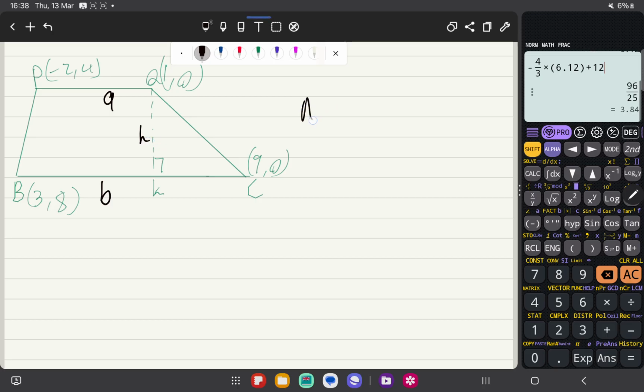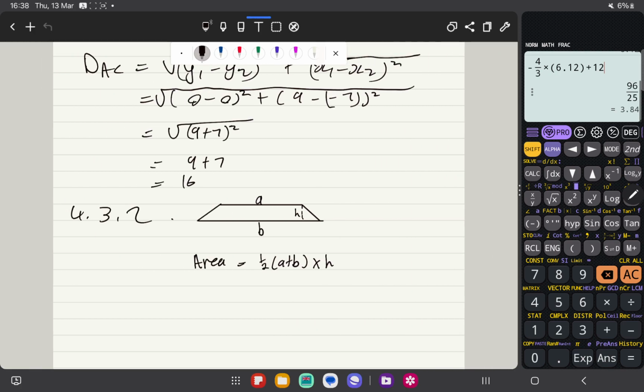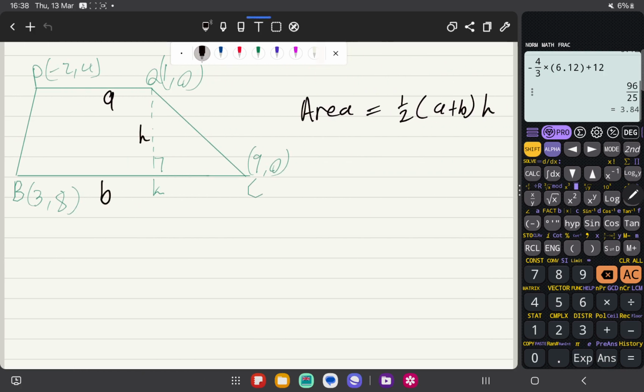So the area is what? Is half into A plus B times height. Let me see to confirm. Yep, that is exactly that. So we're gonna get started. Right now it's just gonna be the distance formulas, and then until we're done.